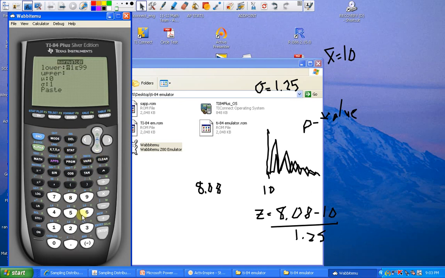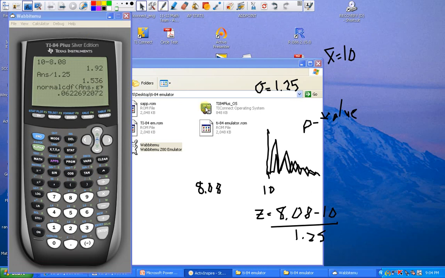So let me go to my answer, which is the 1.536. This is my lower bound, because if you think I'm shading to the right, that's my lower bound. My upper bound is E99, which represents for us basically positive infinity. And remember, anytime I'm working with z-scores, I'm going to let my mean be 0 and my standard deviation be 1, which represents the standard normal curve. So if I paste that, I get my p-value to be 0.06.